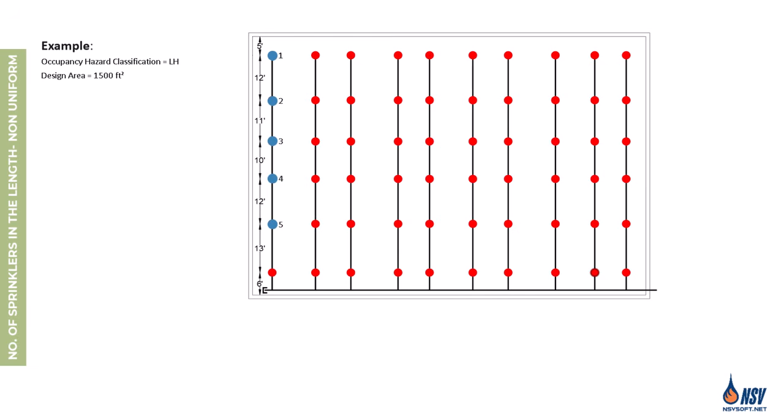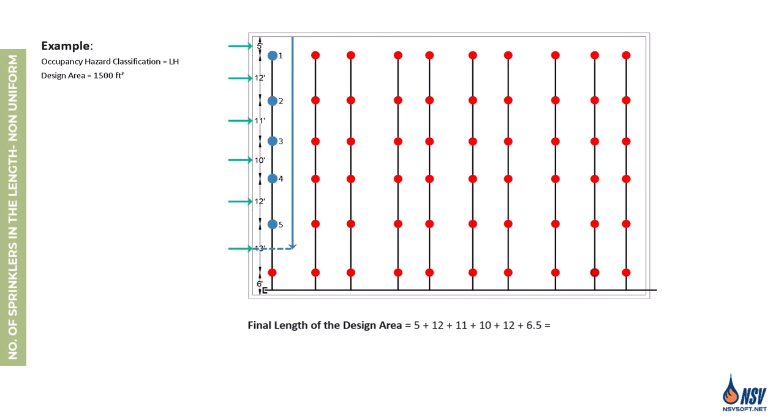It's important to note that after identifying the sprinklers on the most remote branch line, we must calculate the final length of the design area. This is done by summing the distance from the wall to the most remote sprinkler, the distance between sprinklers, and half the S of the last sprinkler. Since the S of the last sprinkler is 13 feet, half of that is 6.5 feet. Therefore, the final length of the design area is 56.5 feet.